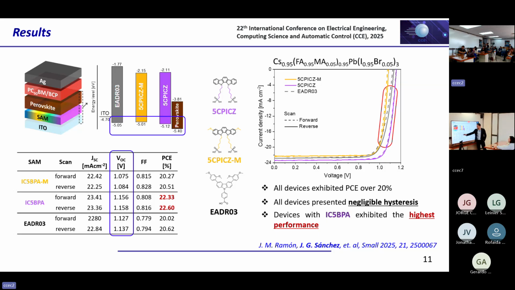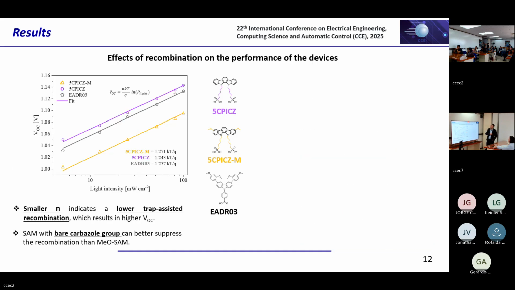Here, I just want to show you that in theory, when we have the HOMO level of the hole transport layer deeper, we will obtain a higher value of the VOC. Sometimes this is not demonstrated because we have more problems, but in this case, we have this.